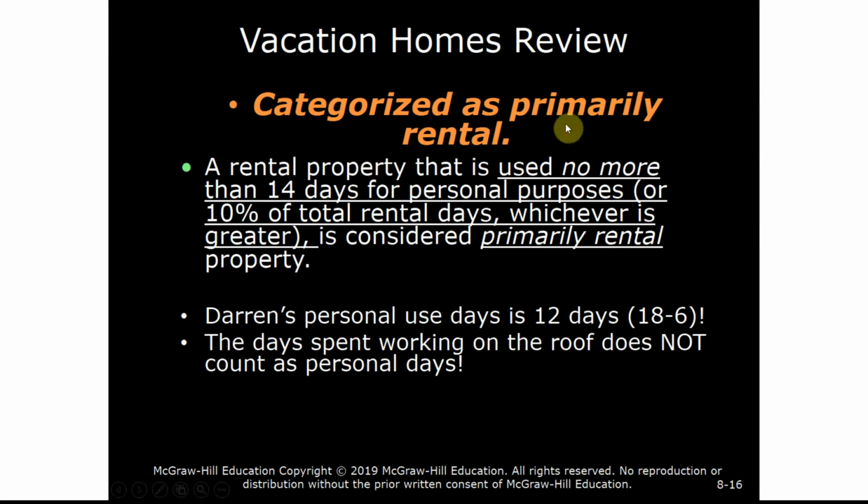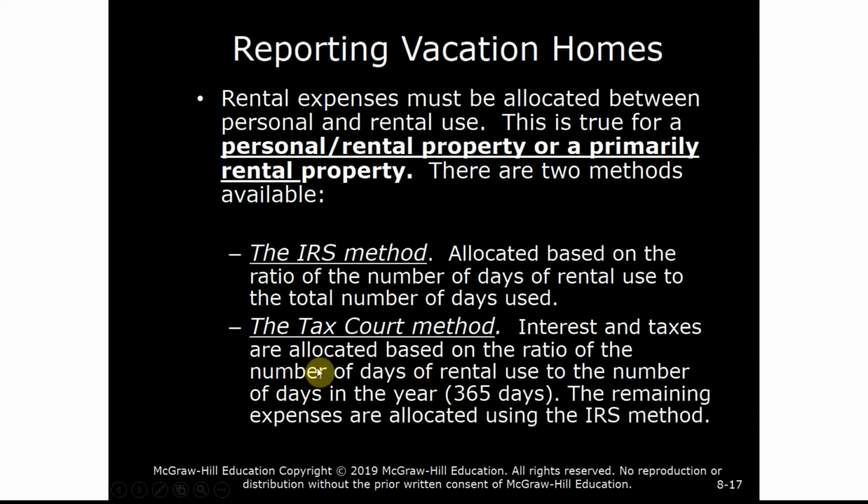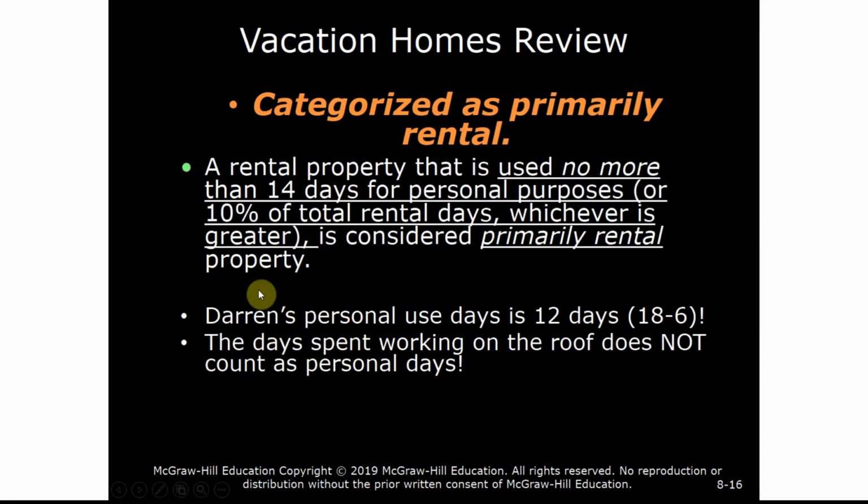When it's categorized as primarily rental, that is, the rental property is used no more than 14 days for personal purposes, or again 10% of the rental days, whichever is greater, then this is primarily rental property. So in this case, there's an example listed in the text where Darren uses the property for 12 days.